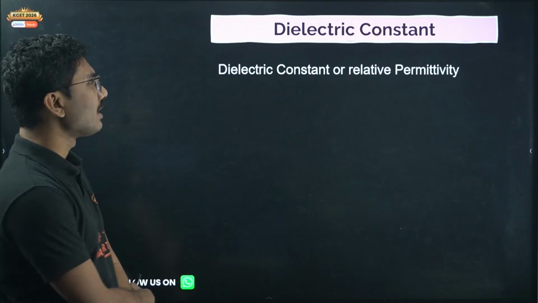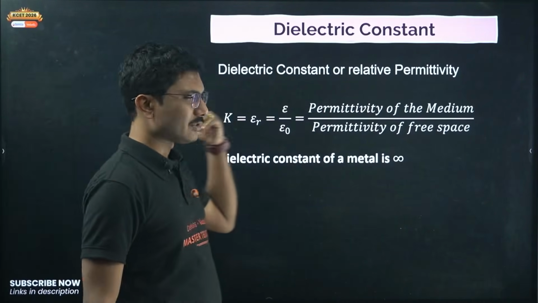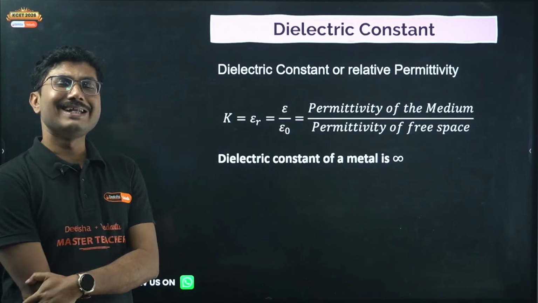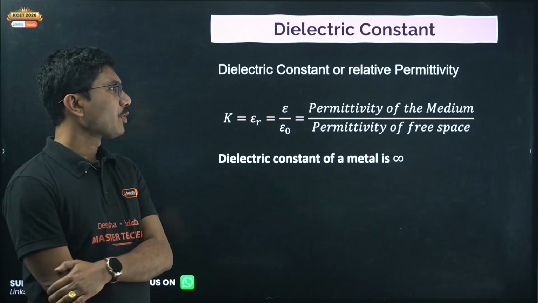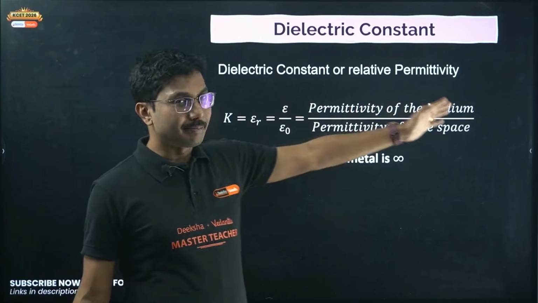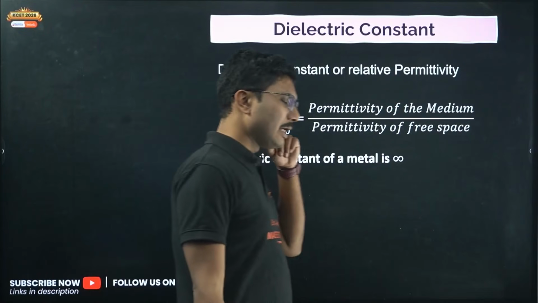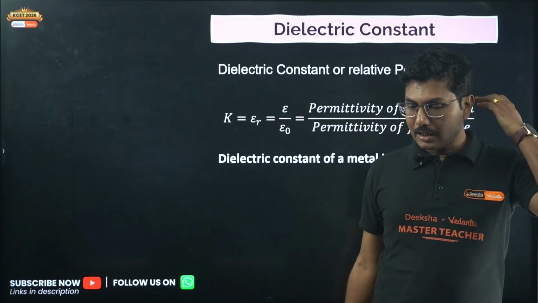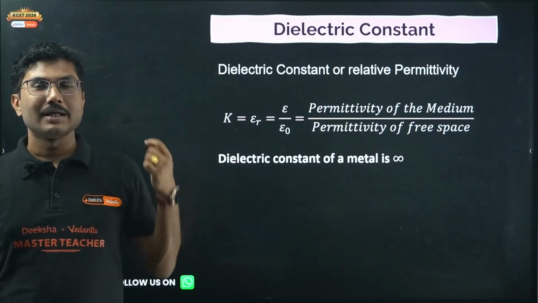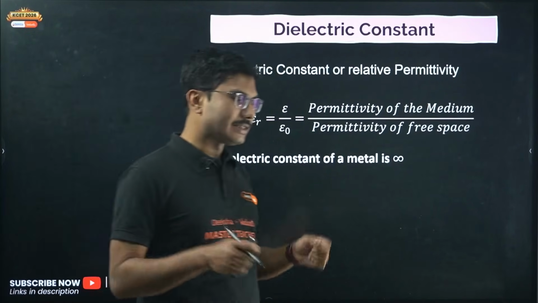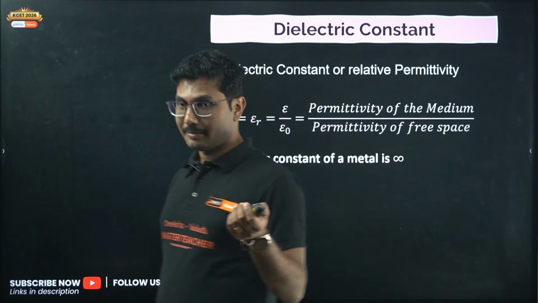Dielectric constant or relative permittivity. Before going into that, we have to learn some brief concept about the dielectric constant, sometimes also called relative permittivity. It is basically the permittivity of the medium divided by the permittivity of free space. If you remember, in Coulomb's law we discussed that if the charges are placed in vacuum or free space, the formula is valid. But if they are placed inside a dielectric medium, and I told you that I will discuss dielectric medium in my next chapter.